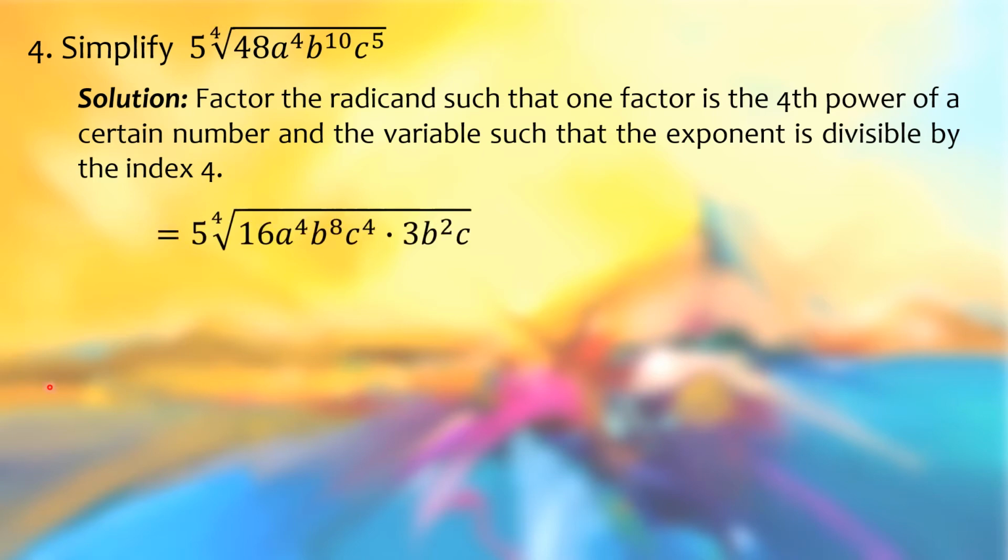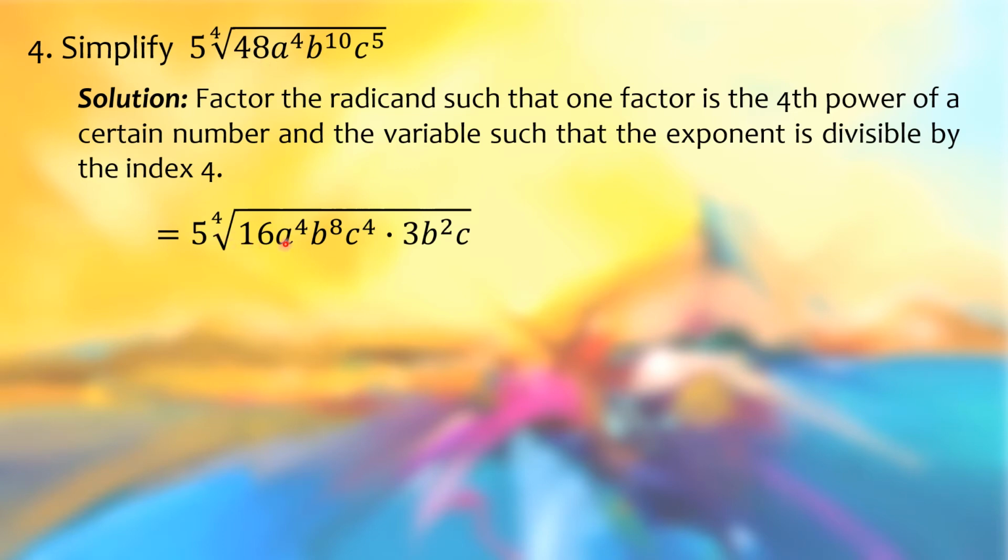So, for the solution, that will become 5 times the fourth root of 16, a to the fourth, b to the eighth, c to the fourth, times 3b squared c. So, paano nga ba naging ganyan yung ating given radical expression? So, yung whole number na 5 ay hindi kabilang sa fourth root since nasa labas siya ng radical sign. So, mamaya natin yan i-multiply or isi-simplify. And then, yung 48 ay naging 16 times 3 because 16 times 3 is 48. And then, yung 16 ay may fourth root.